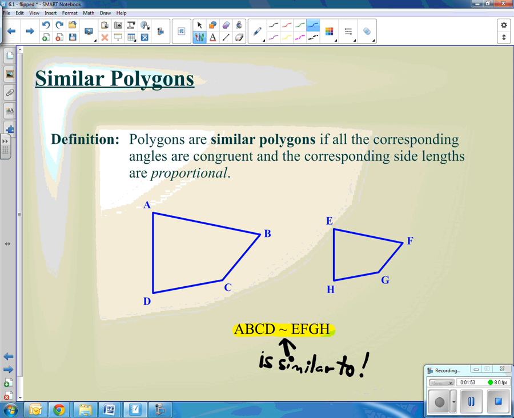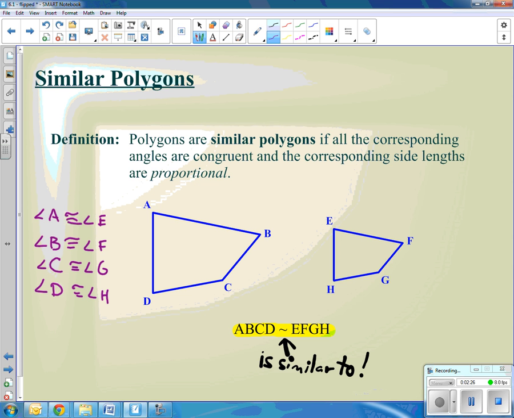All right, so if we look a little bit more closely, we know that all of the corresponding angles are congruent. So if I was to label those, let's use a different color here. We have angle A, which would be congruent to angle E. Angle B is congruent to angle F. Angle C is congruent to angle G. And angle D is congruent to angle H. And all of those can be identified either in the diagram or in the similarity statement.